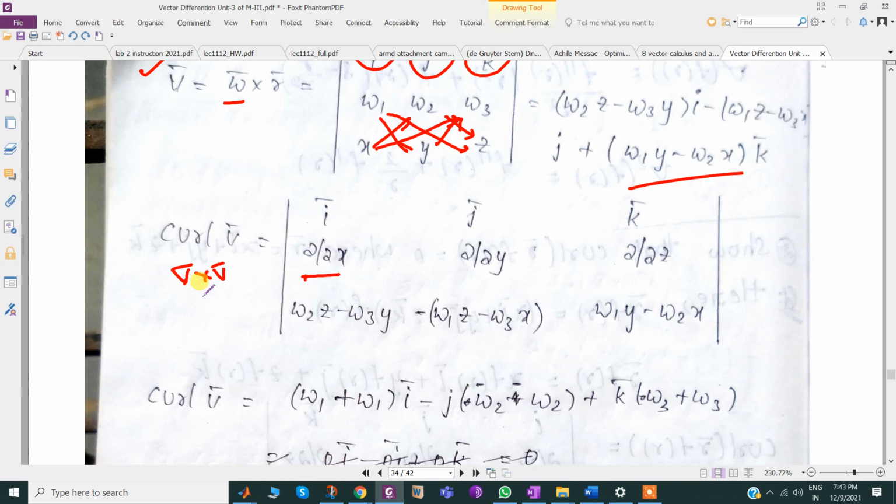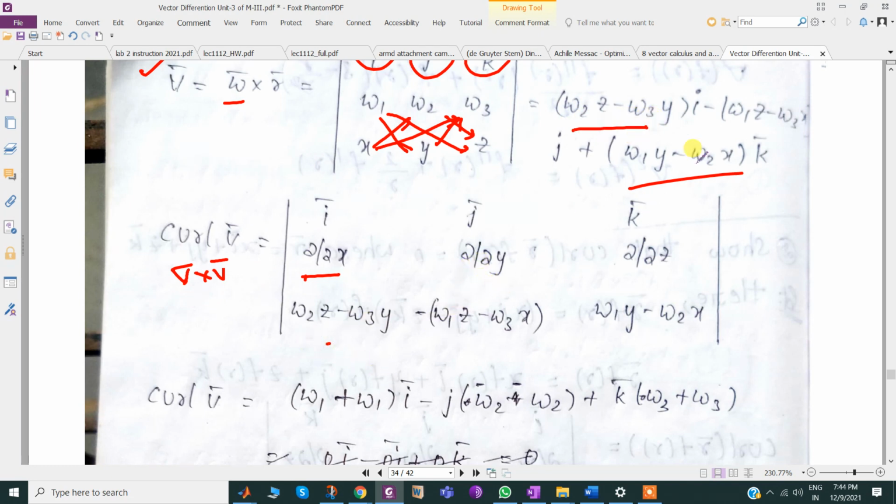So first vector is del, let me, yeah, v bar. First vector is del, that means i bar coefficient is dou by dou x, j bar coefficient dou by dou y, k bar coefficient dou by dou z. Then v bar, just now we calculated. i bar is equal to w2z minus w3y.